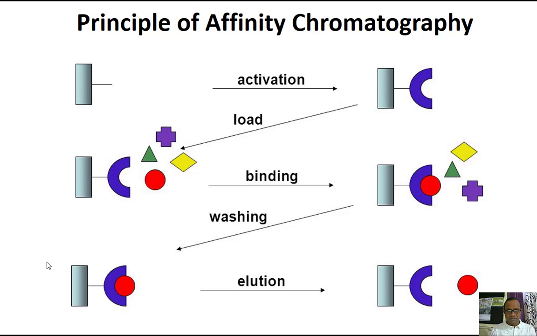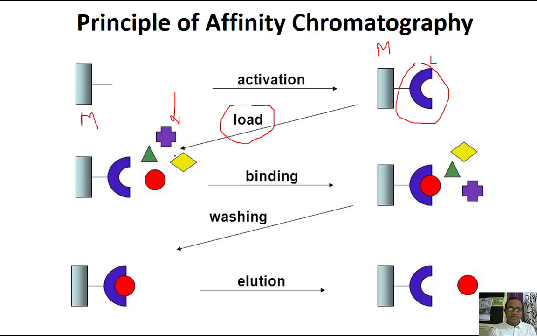When we look at the principle, the first thing to understand is what the matrix is. On activation, onto the matrix we will attach the ligand. So this is the matrix and that is the ligand. The matrix-ligand interaction is the most important thing in affinity chromatography. To the matrix we attach the particular ligand molecule, and once this is ready we will add the sample. The sample would be a mixture of different molecules.